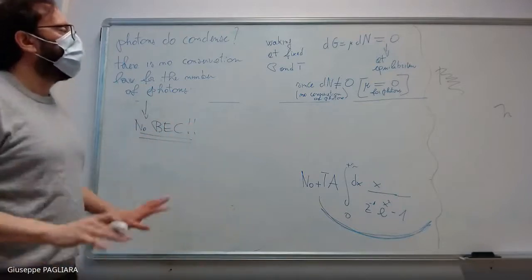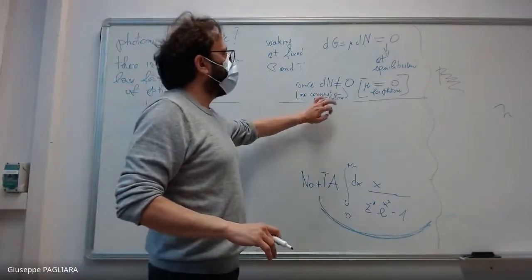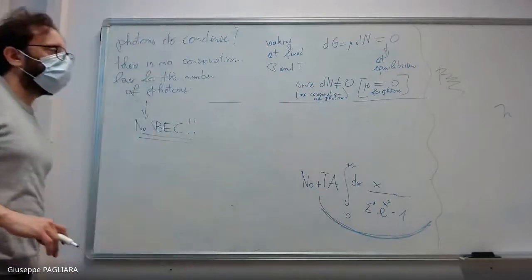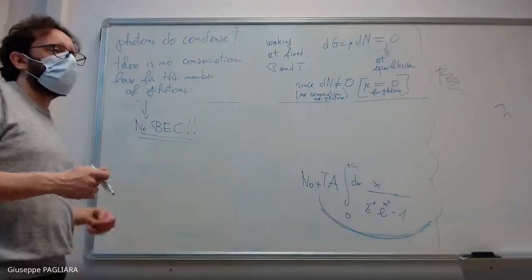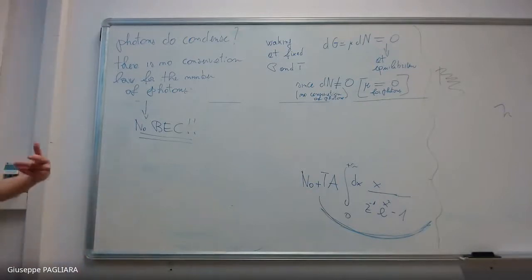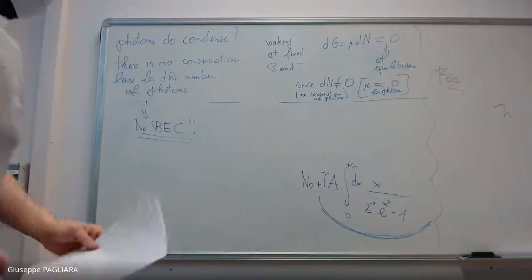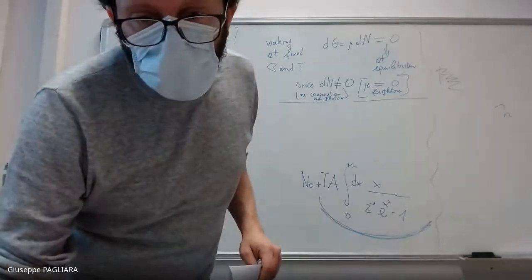Unless one somehow devises an experimental situation in which dN is conserved also for the number of photons. But usually this is not the case. So when I decrease the temperature, I just remove photons, they disappear, and that's it. Okay, so let's stop for a break. And I want to check on one thing, because I'm not sure about this power of T there.